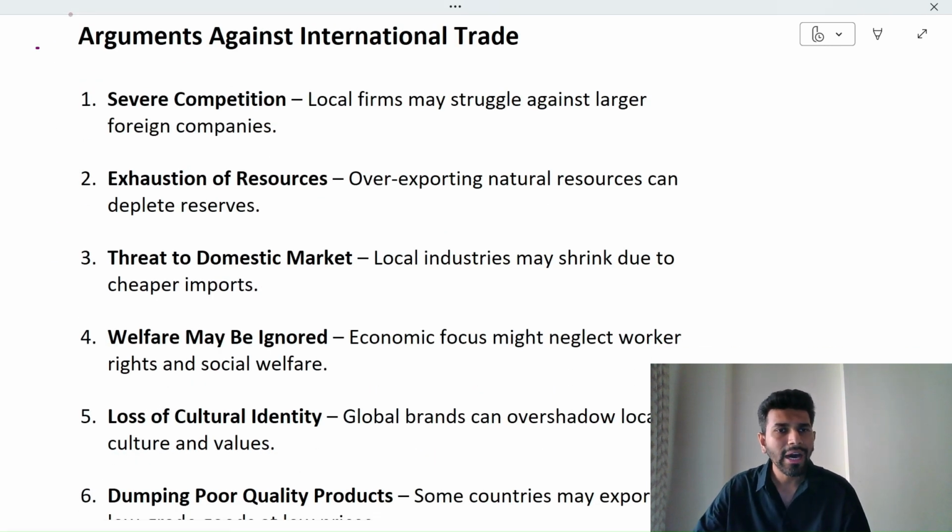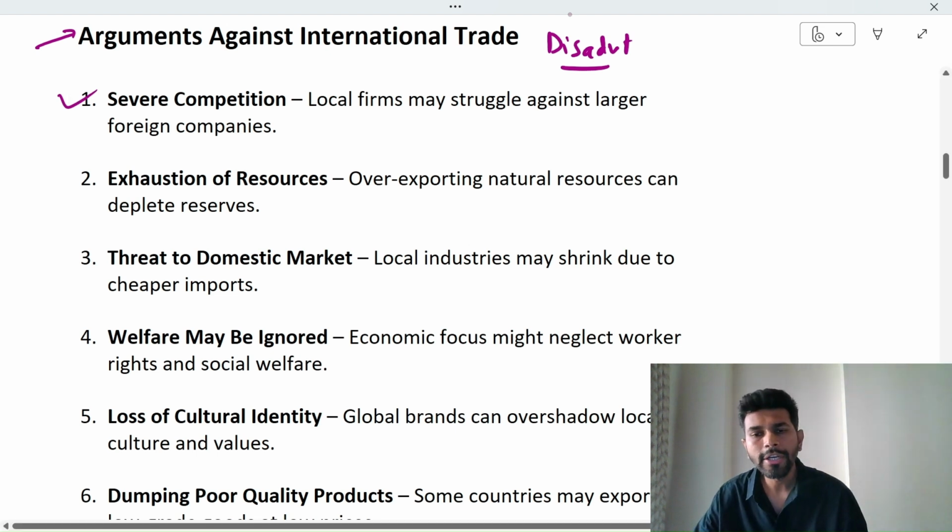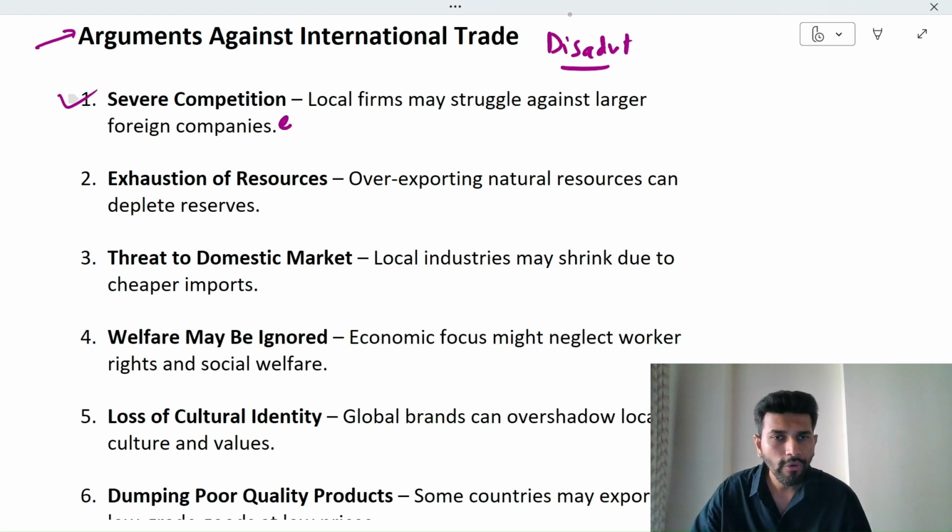Let's discuss the arguments against international trade. It means disadvantages of international trade. Some critics argued that there are disadvantages of international trade. Let's discuss what the disadvantages are. First point is severe competition. Severe competition in the domestic market, due to which small scale business cannot survive. For example, BPL, that SIM card company.